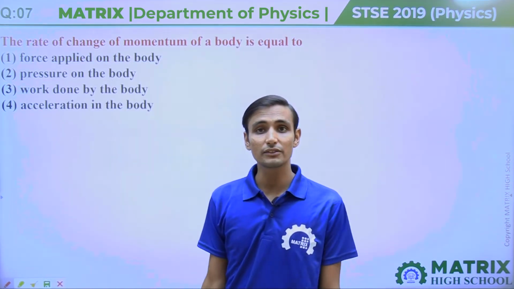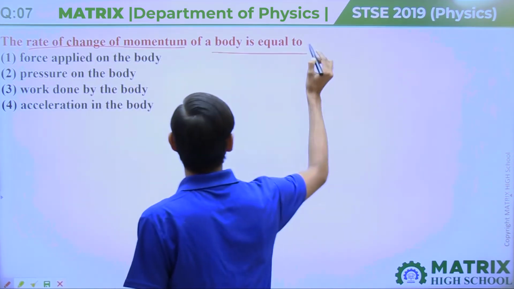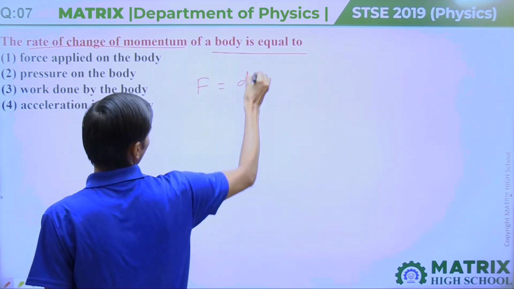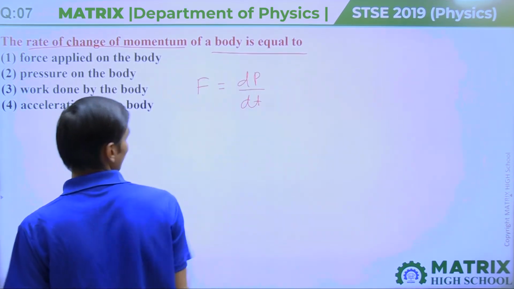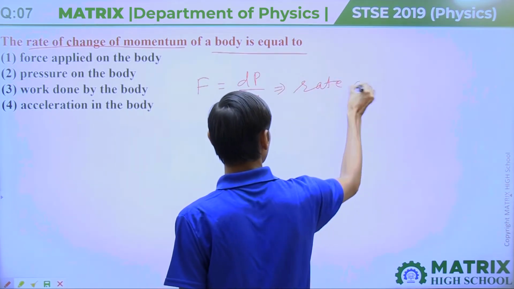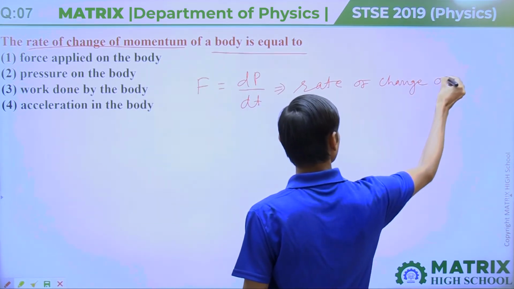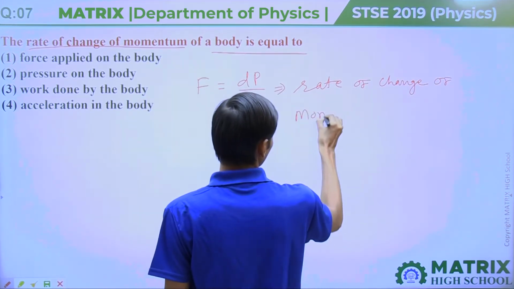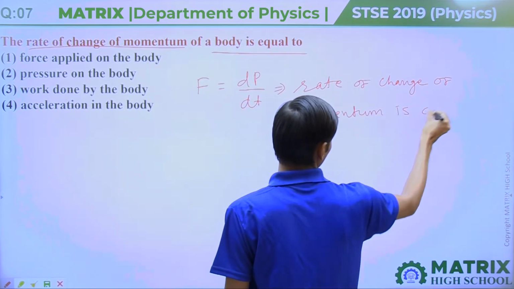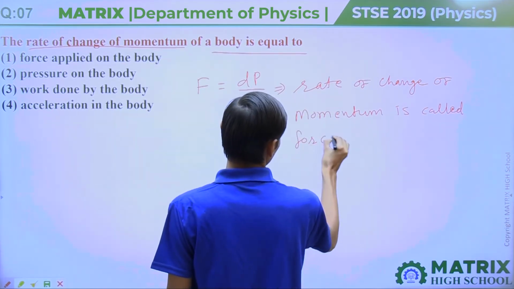Next, question number 7. The rate of change of momentum of a body is equal to, as we know, F equals dp by dt. It means the rate of change of momentum is called force.